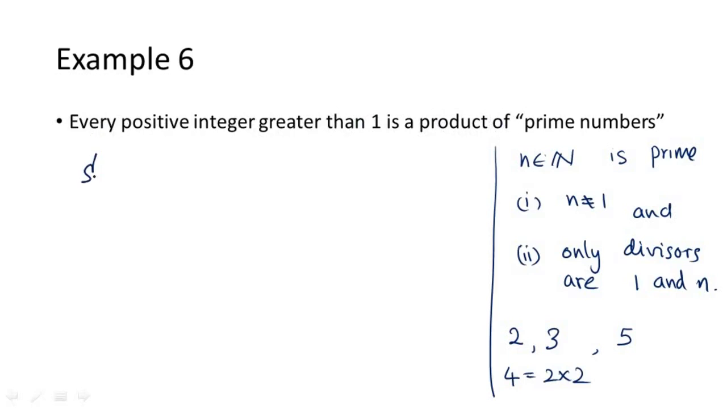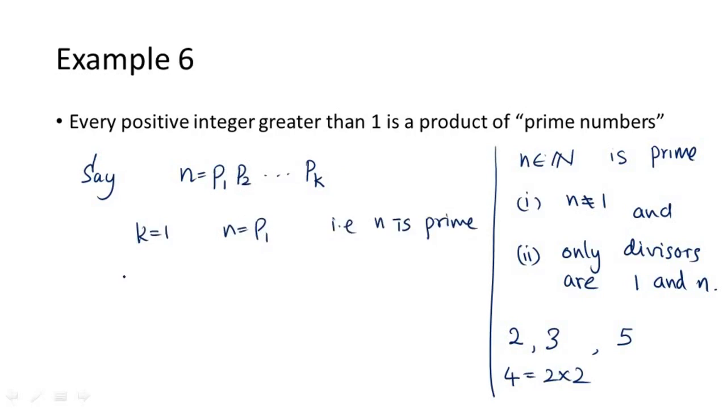Now let's look at this statement: every integer greater than 1 is a product of prime numbers. Say every positive integer n is a product of prime numbers p1, p2 up to pk. Here, a product can mean just k equals 1, in which case there is only one prime. This essentially means that n is a prime. Now let us prove this by induction.